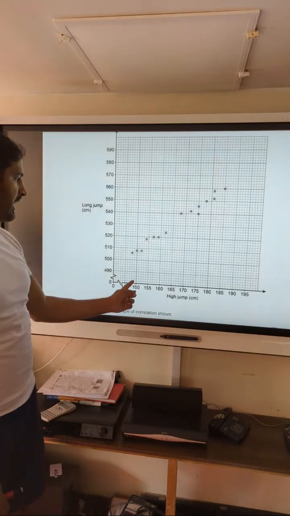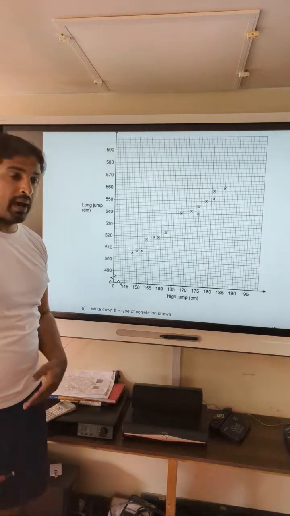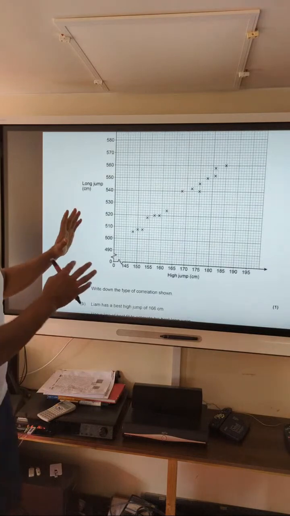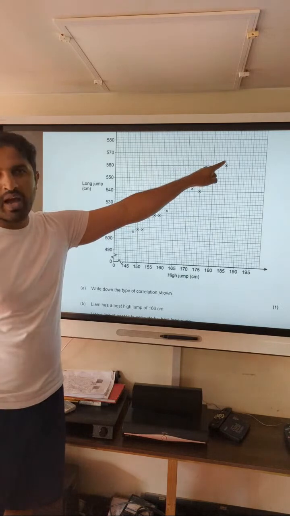Someone who couldn't do that, again, tends to be the same. But there is an exception, small changes anyway. If I can jump long, it doesn't mean I can jump high as well. But overall, someone who jumps long, they jump high as well.